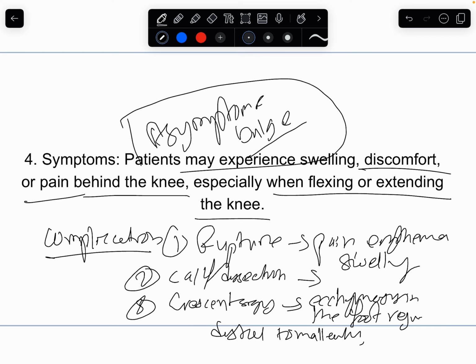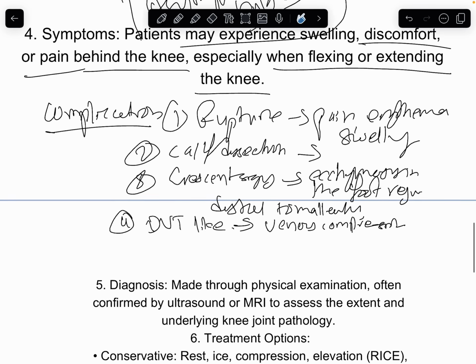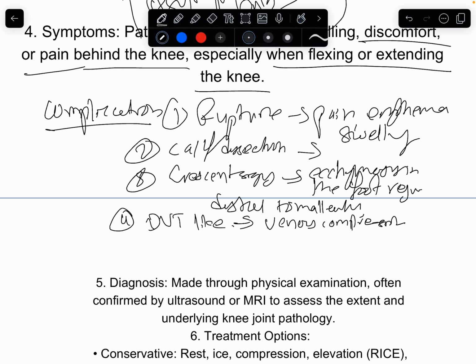It can be present either in the medial region or the lateral region, and sometimes it may mimic DVT, because there will be venous compression due to the cyst. We can differentiate between DVT and popliteal cyst simply by doing USG. The diagnosis is made by physical examination and confirmed by ultrasound, and sometimes MRI may be needed whenever there is a suspected complication or there is a complication.